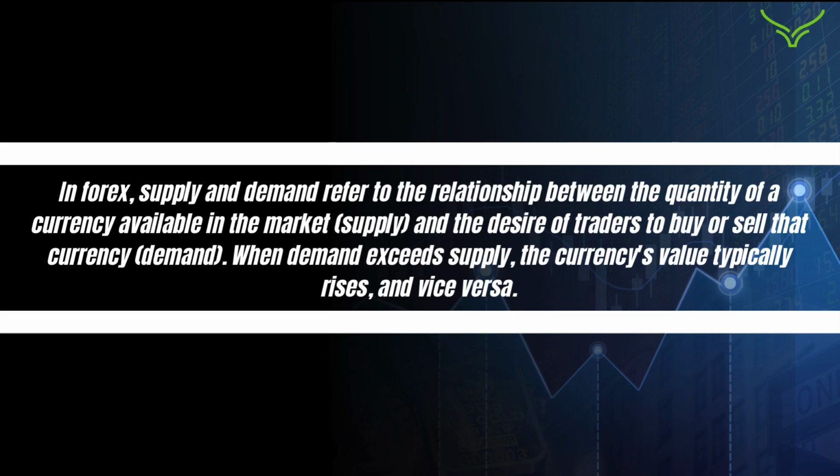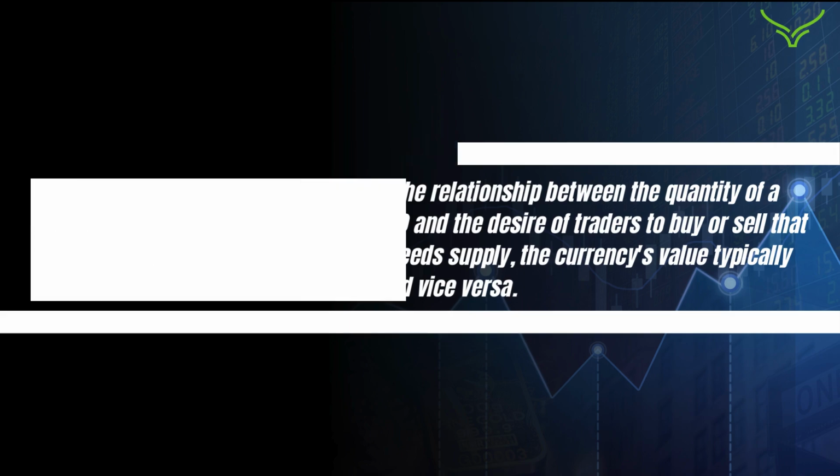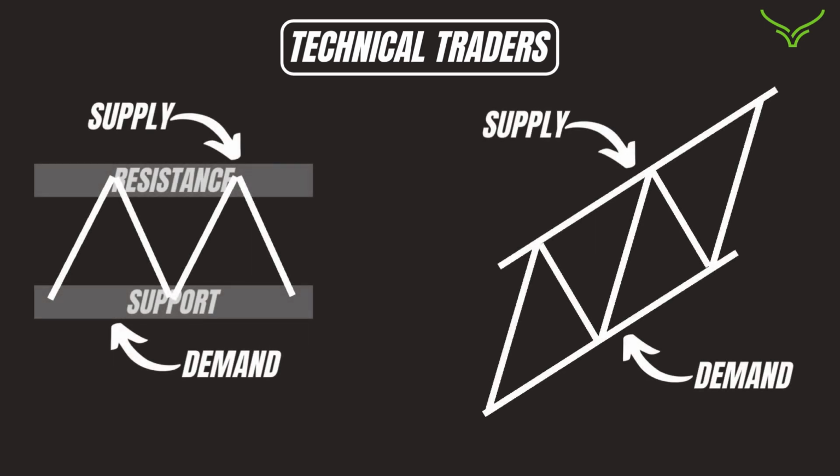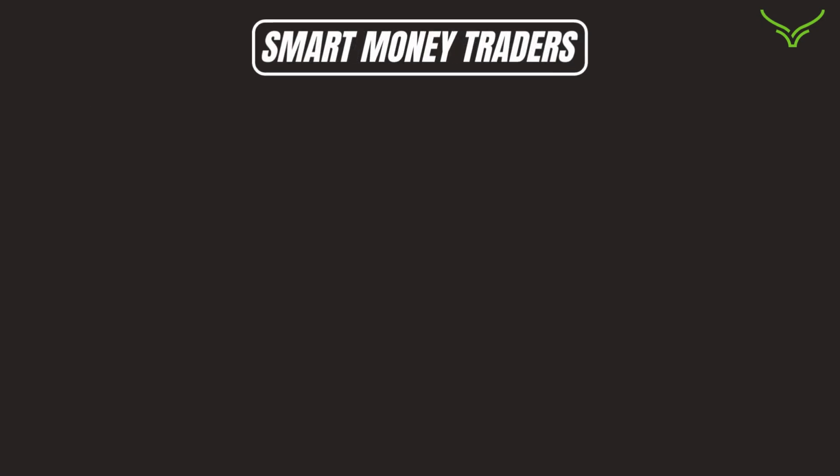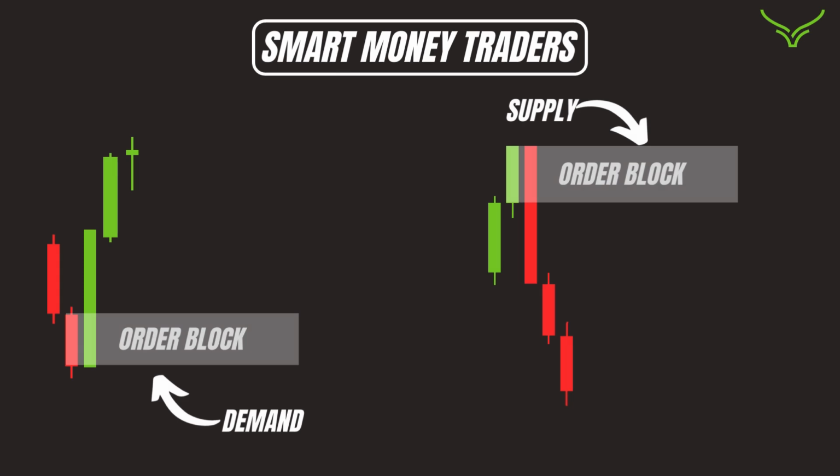Supply and demand can mean different things to different types of traders. For technical traders, it often translates to support and resistance or trendline channels. But for us smart money traders, supply and demand refers to something more precise: order blocks.